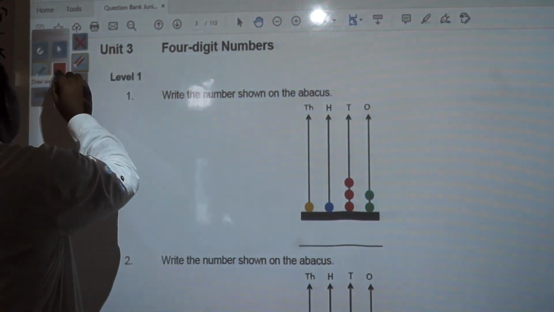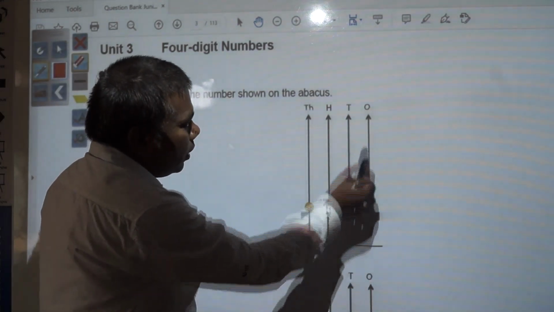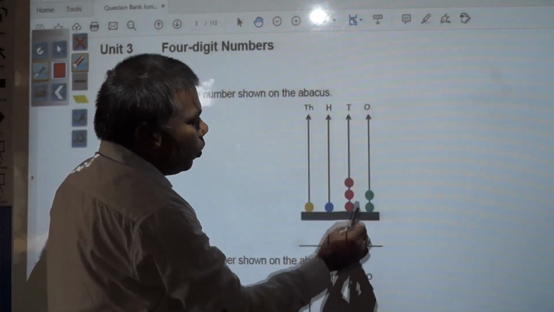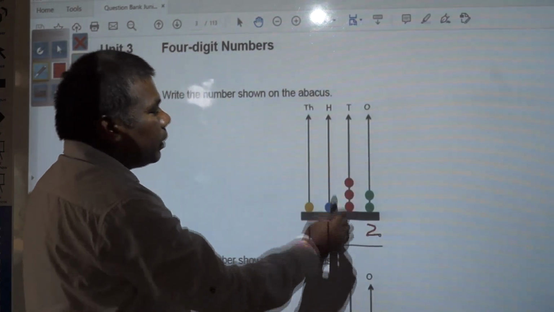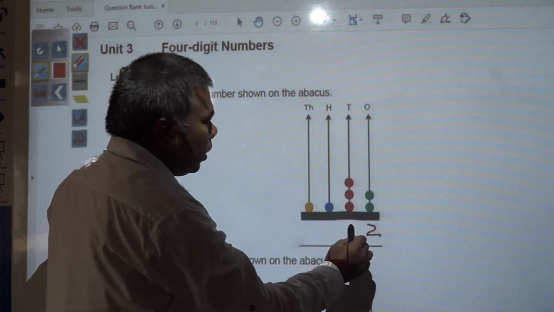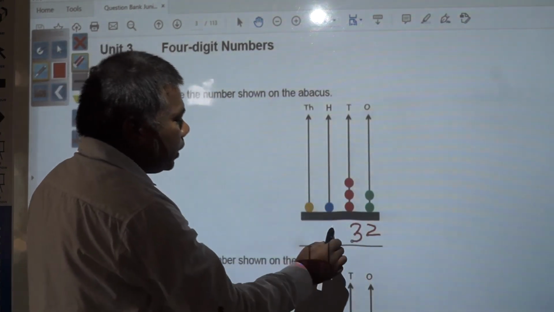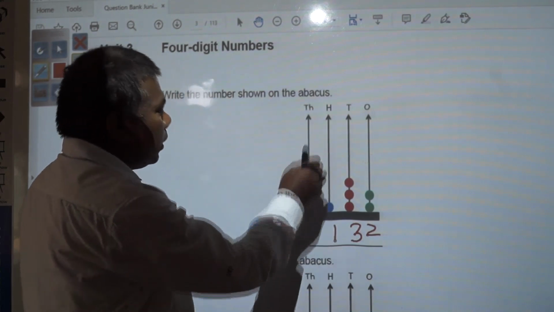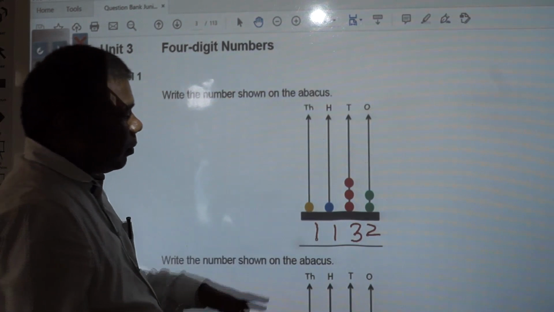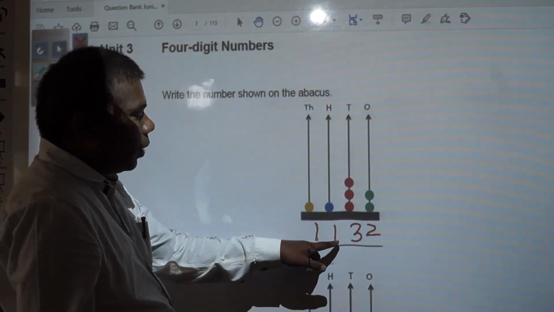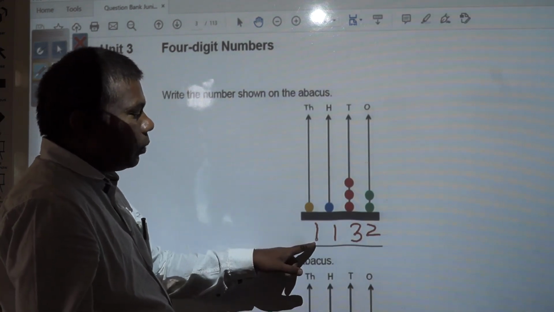Here you see these bits you have in ones place 1, 2. So you need to write over 2. Here in tens place you have 1, 2, 3, right? 3. Here you have in hundreds place 1 and in thousand place 1. So here you see what number became 1132.